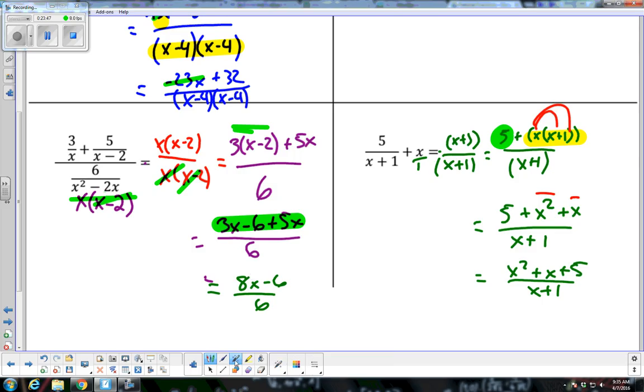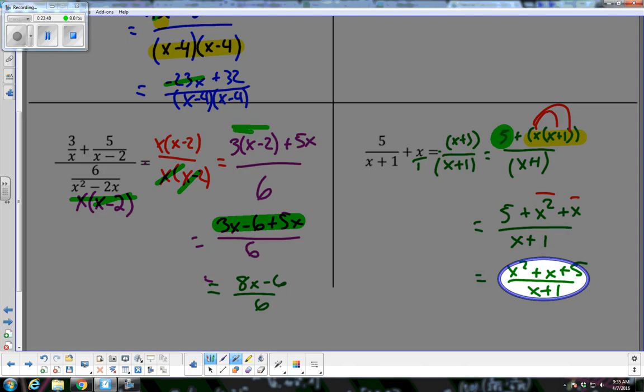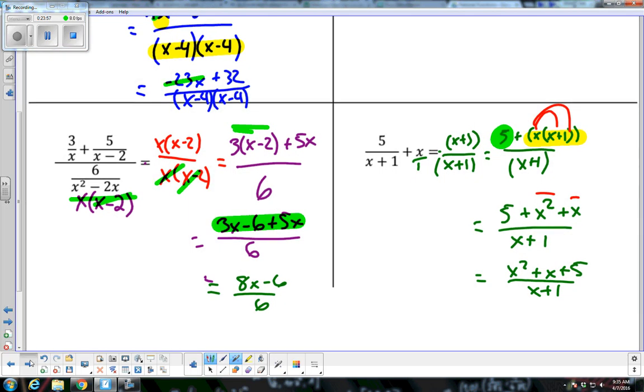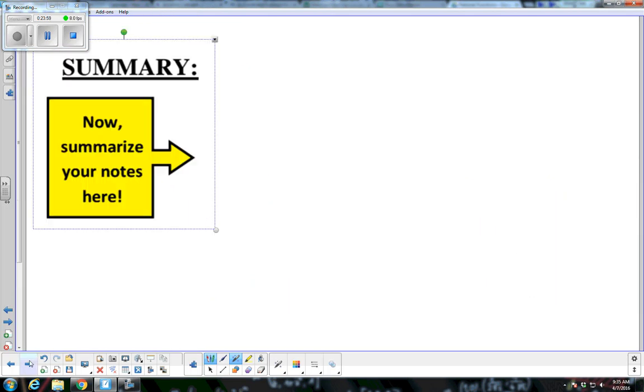Hopefully it went really well for you. If not, ask some questions, rewind it, try it again, and don't forget to summarize, okay? Summarize your work at the bottom. That will be very, very helpful for you if you summarize what the main focus of that lesson was.